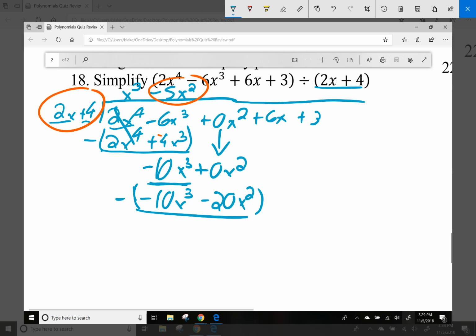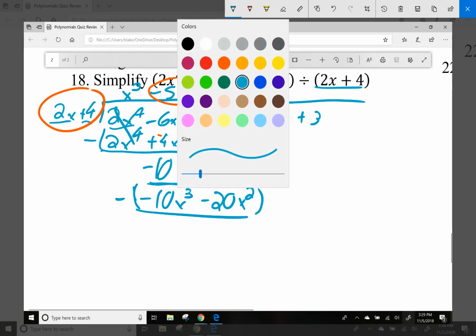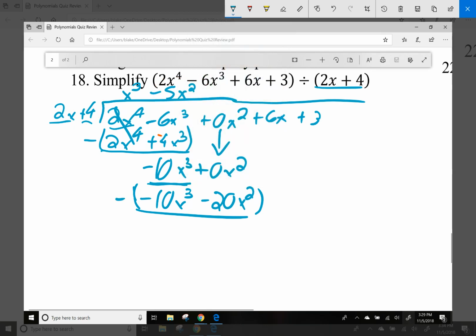So again, put them underneath the like terms, and then subtract. First terms are always going to cancel, and again, this is the opposite, so you have to think of this as plus 20. So 0 plus 20 is 20x squared. We'll bring down the next term, 6x.